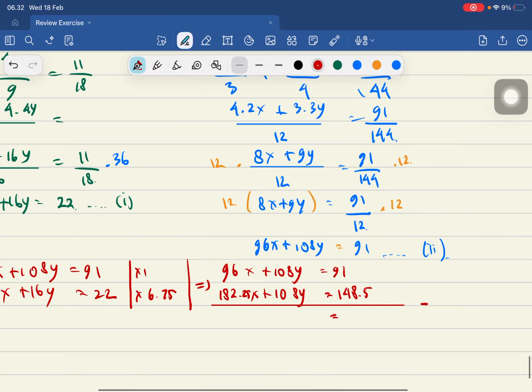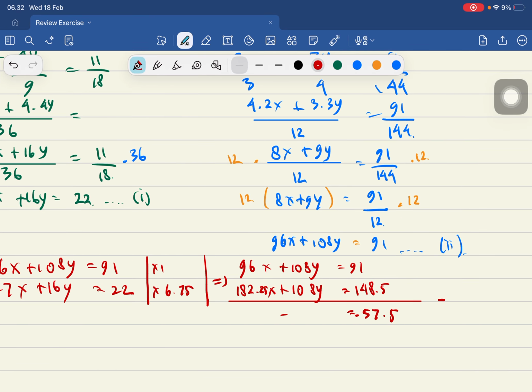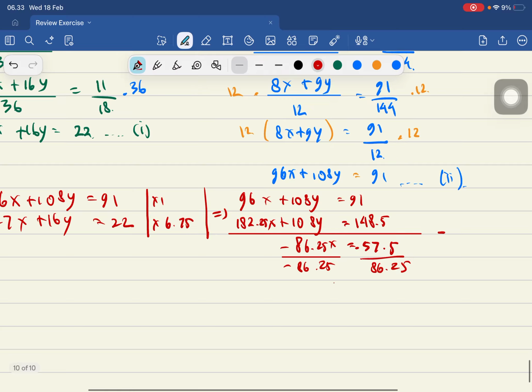91 minus 148.5 is going to be minus 57.5, and the x is going to be minus. We got 96 minus 182.25, so it's going to be minus 86.25x. Okay, to get rid of the minus, we can divide by minus 86.25 on both sides. Then we simplify x, we will get 2/3.